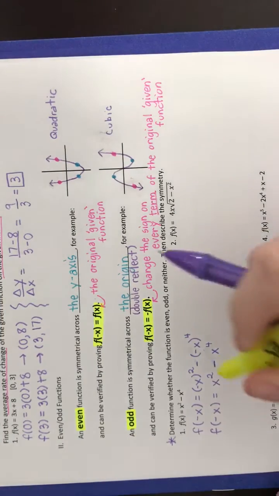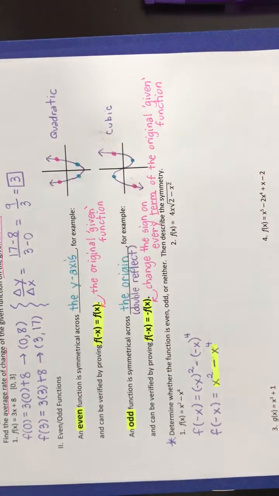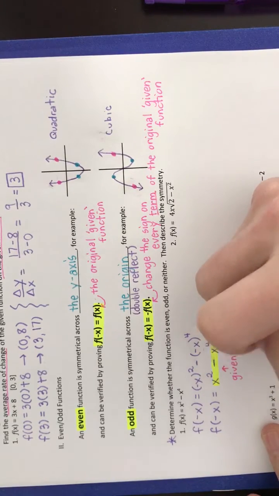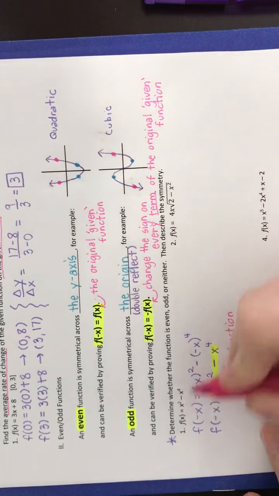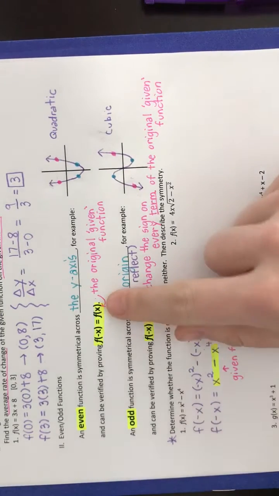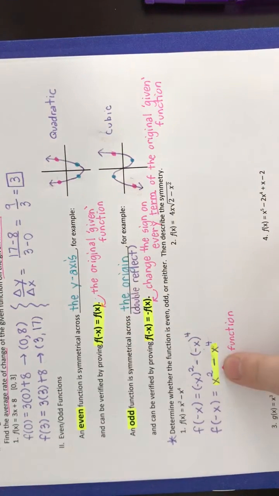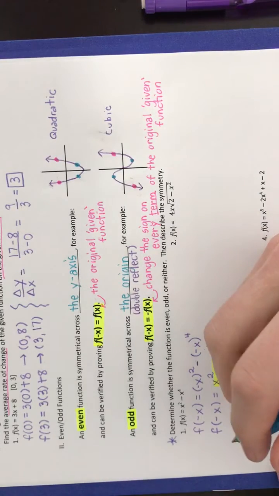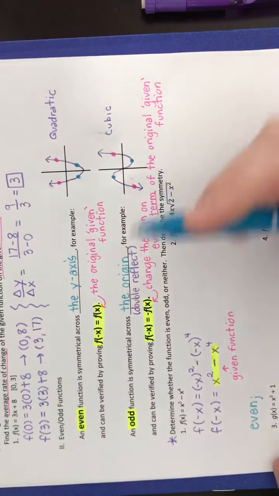Look at my answer. Look at my result. My result is surely the given function. This is the given function. Can't you tell these match? Okay, so what does that mean? That means that I have an even function because my result was the original given function. So here I would write even. Even function, and it said to describe the symmetry.